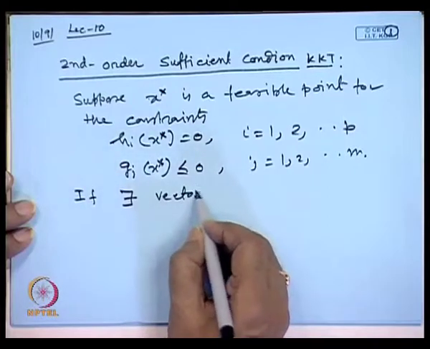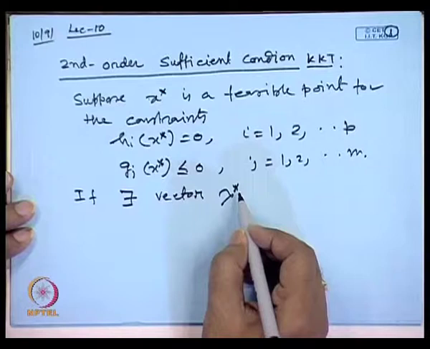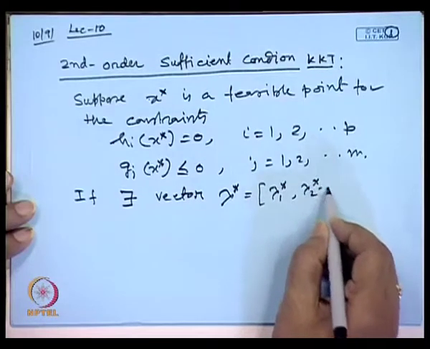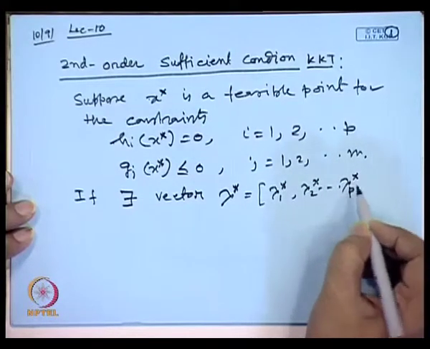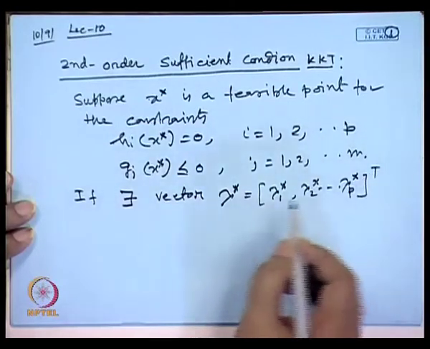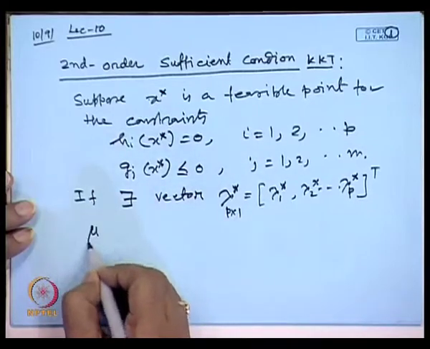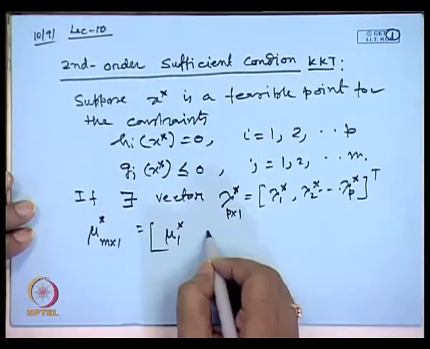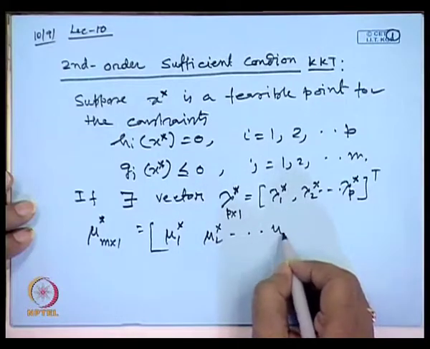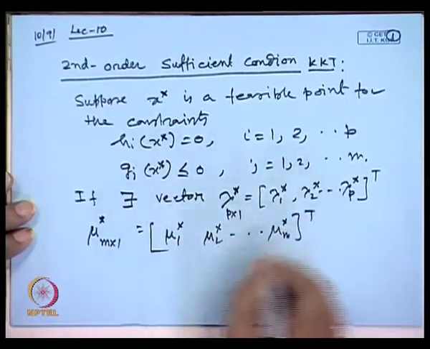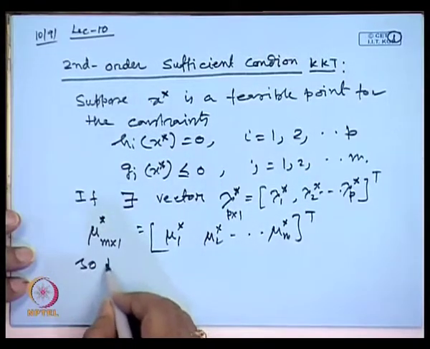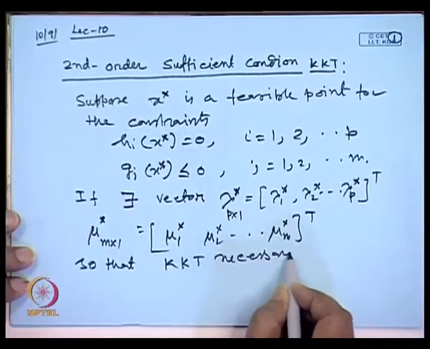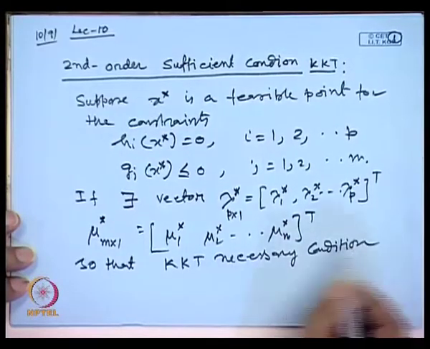Now the question is, if there exists a vector lambda star, the Lagrange multiplier, that is lambda 1 star, lambda 2 star, up to lambda p star, because there are p equality constraints, whose dimension is p cross 1, and mu whose dimension is m cross 1, equal to mu 1 star, mu 2 star, up to mu m star, so that the KKT necessary conditions are satisfied.